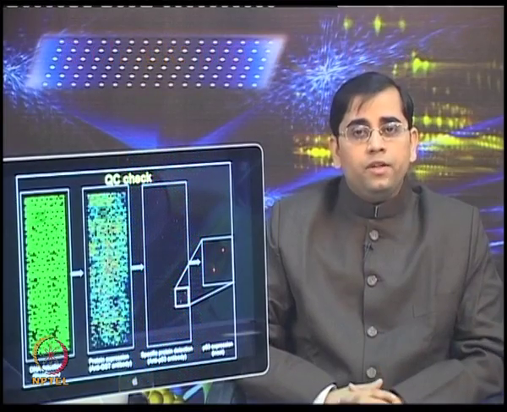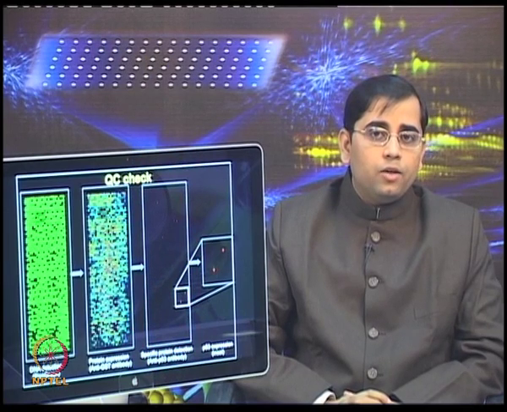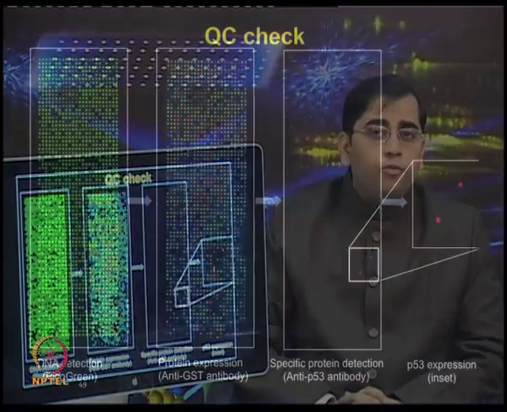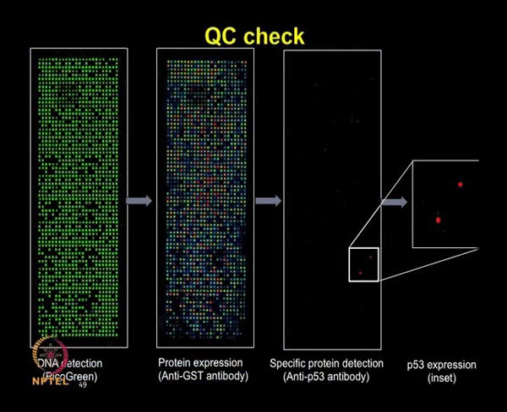This is an overview of the different types of quality control checks which one needs to perform during the whole NAPPA process. Before you use these slides for answering any biological questions, you need to ensure that DNA is properly printed, shown on the left side of the slide, by PicoGreen staining. Next to that is the protein expression by using the anti-GST antibody. Next is the specific protein expression, for example, using anti-P53 antibody, and then looking at the inset for those duplicate spots.